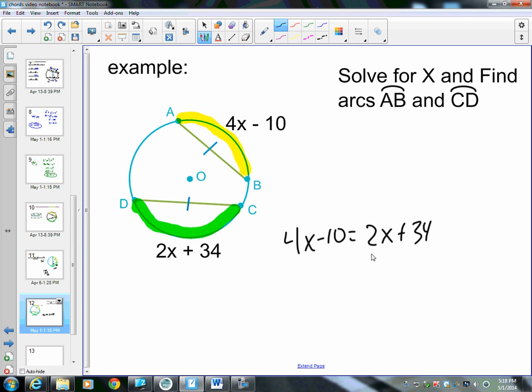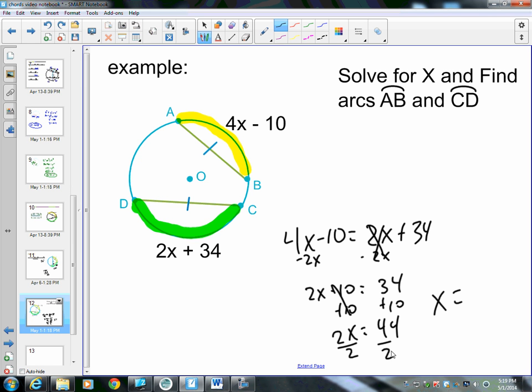To solve, first I'm going to move my x's over. I can move 4x over or 2x over, it doesn't really matter. I'm going to choose 2x. I'm going to subtract 2x from both sides. 4x minus 2x is 2x. We keep our negative 10 and we keep our 34. These cancel. Now I'm going to get rid of this negative 10. I'm going to add 10 to both sides, so these cancel. We get 2x is equal to 44. To solve this, you divide by 2 on both sides. We end up with x is equal to 44 divided by 2 is 22. So that's what x is. X is 22.